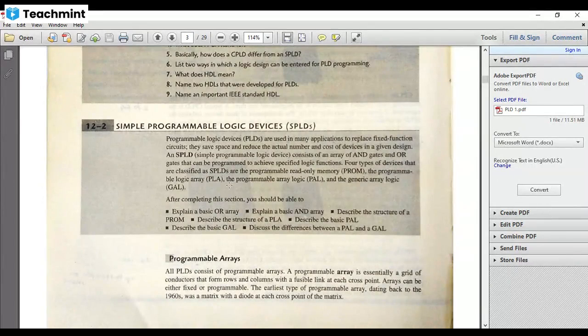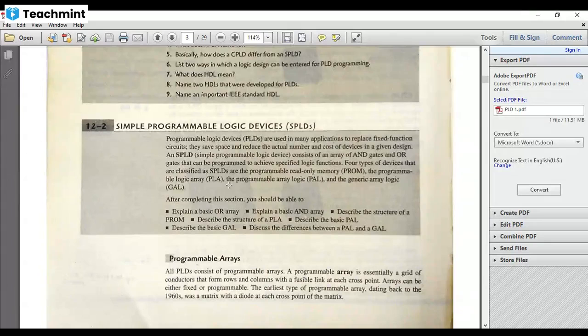Okay, now basically the SPLD devices consist of an AND-OR array. That is, they consist of an array of OR gates and an array of AND gates. And with the help of that, we can program the desired logic circuit.